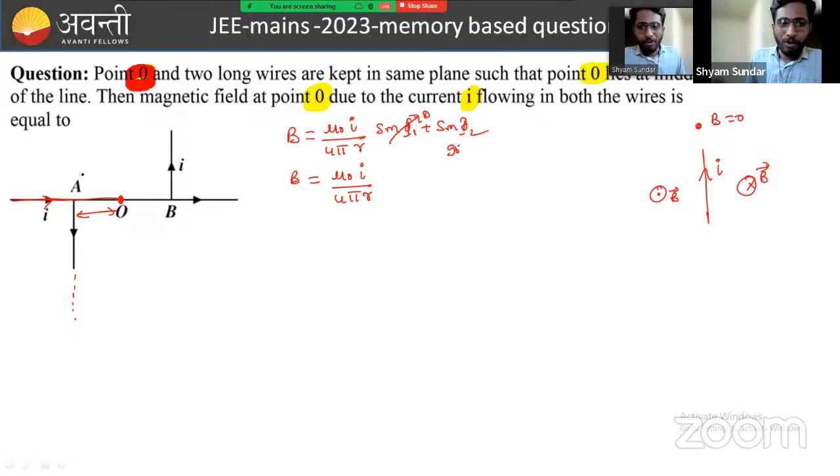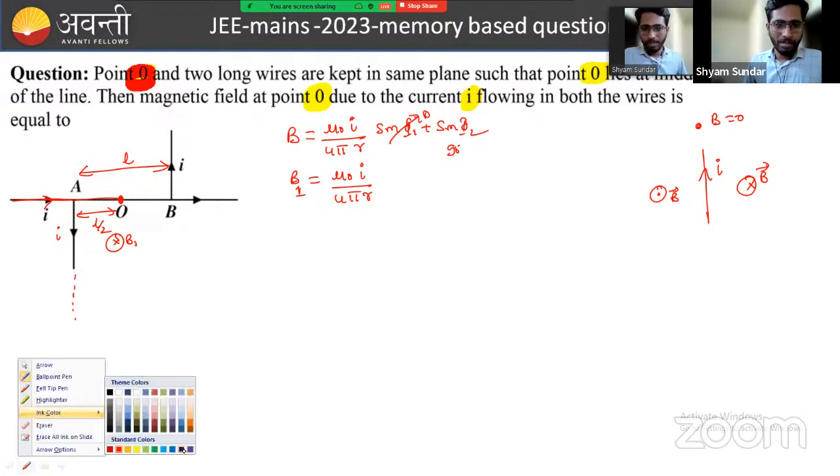If I take from A to B, the length between these two wires will be L. Then this length will be L by 2. Due to this L by 2 length, the current flowing in this wire creates a magnetic field B1. The direction is very important. Look here, the current is going in the downward direction. At this point it will go inside, and at point O it is coming outside. So at O, B1 is coming outside. Clear enough? Let me know once in the chat box.